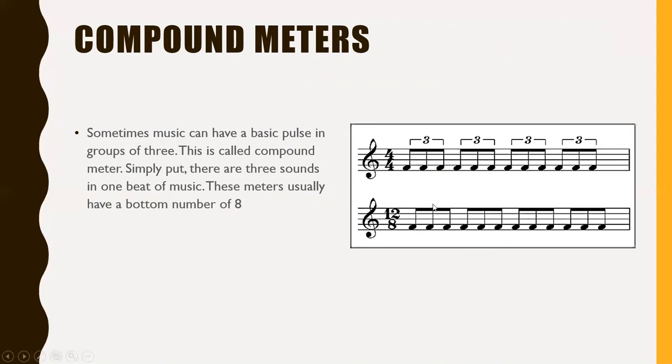This would be 1 E, 2 E, 3 E, 4. So technically, if we do a little bit of math, it's in 4, it's just each beat has 3 beats instead of just one. 1, 2, 3, 4. An example of this would be slow blues. Boom, boom, boom, bop, boom, boom, boom.